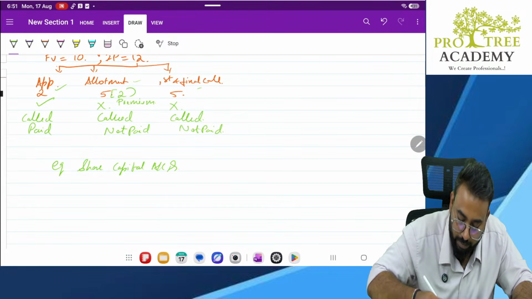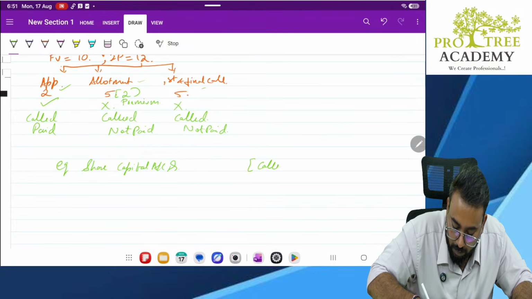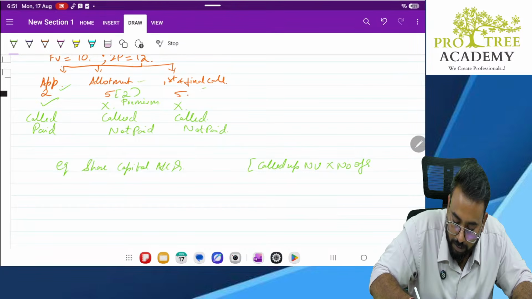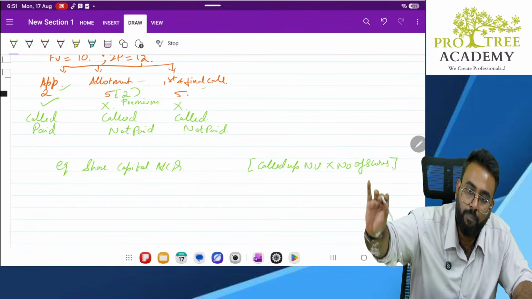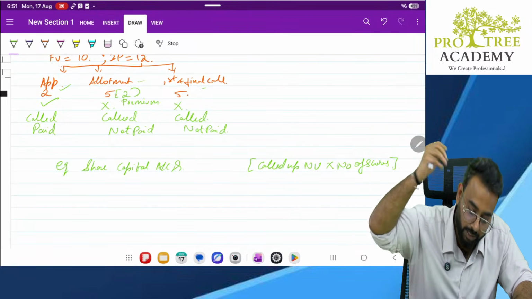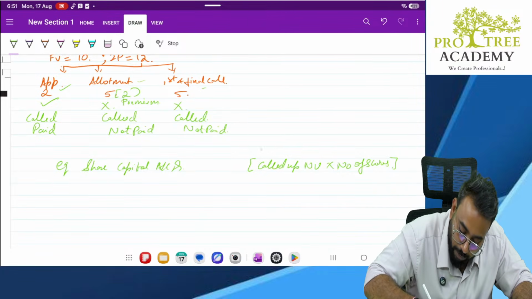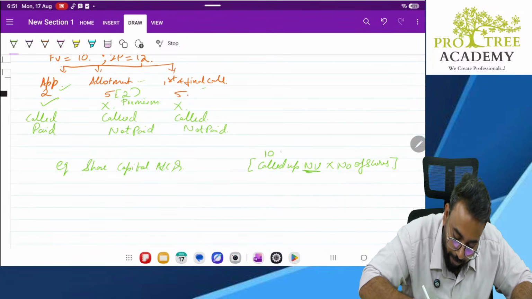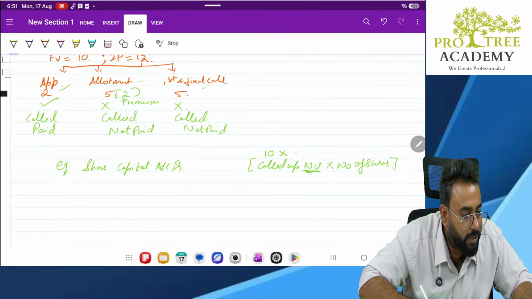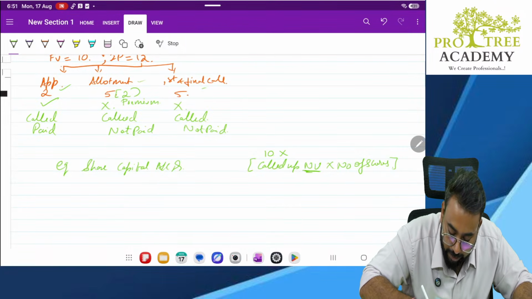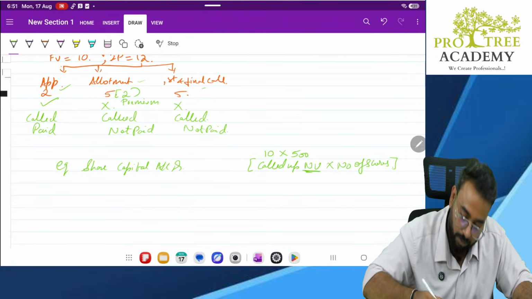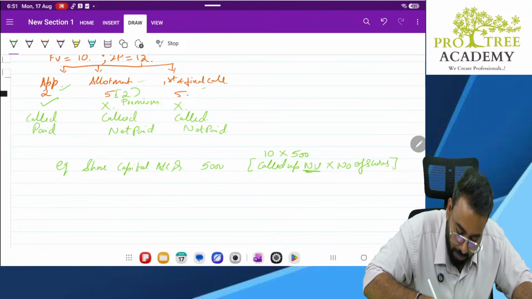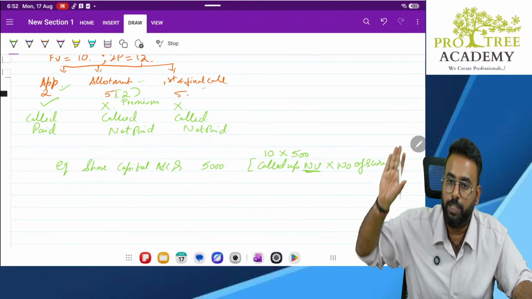So equity share capital account debit, called up nominal value into number of shares. Have we called all the calls? Application is called, allotment is called, final call is called. So how much is the called up? The called up is 10 rupees, only nominal value, into how many shares? 500 shares. Correct or no? So how much? 5,000.